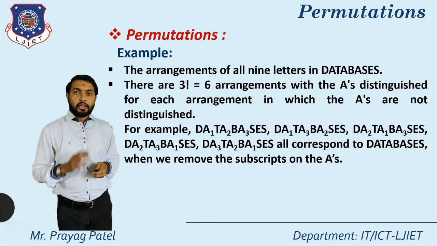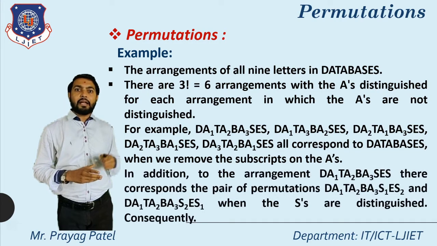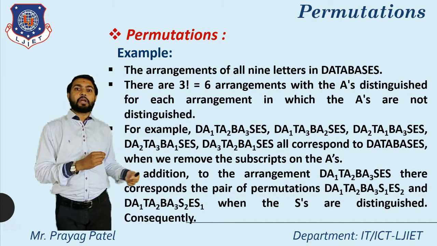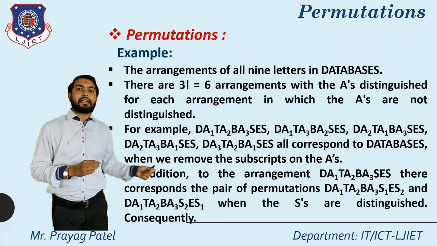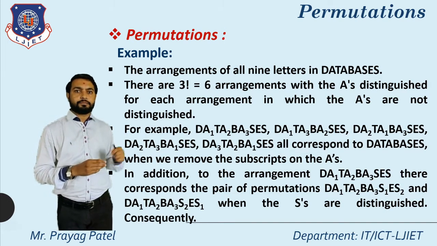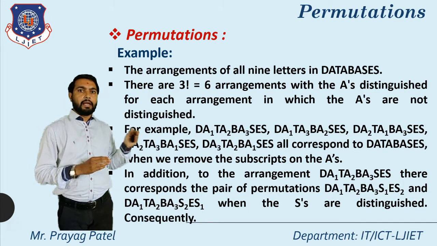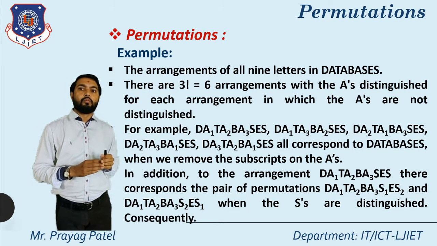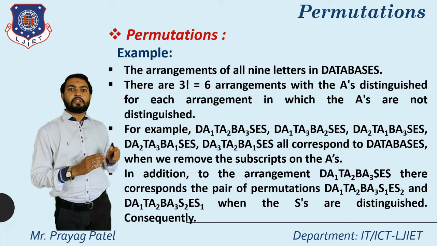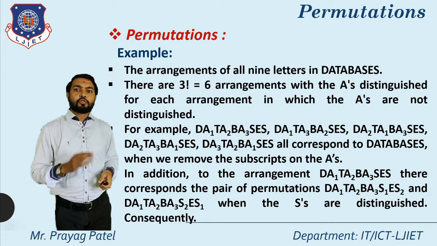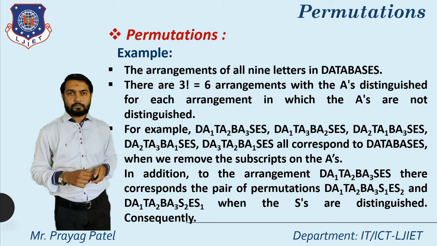Now second thing, here A is repeated 3 times and S is repeated 2 times. If we use S two times with different names S1 and S2, then the arrangement is like D, A1, T, A2, B, A3, S1, E, S2. Then if we change the sequence of S1 and S2, the second sequence is first S2, then S1. So that is for the different values of S.